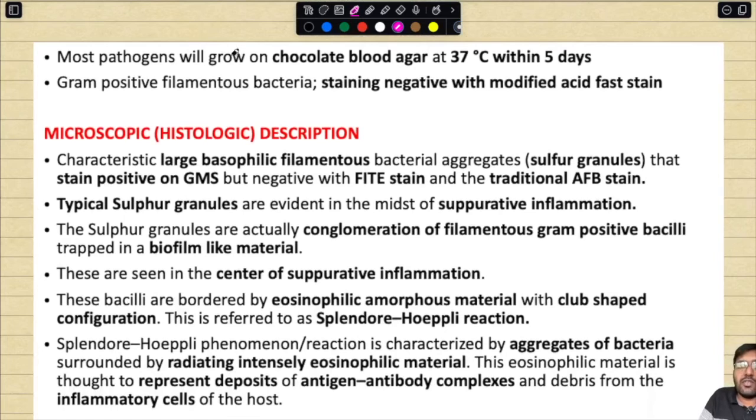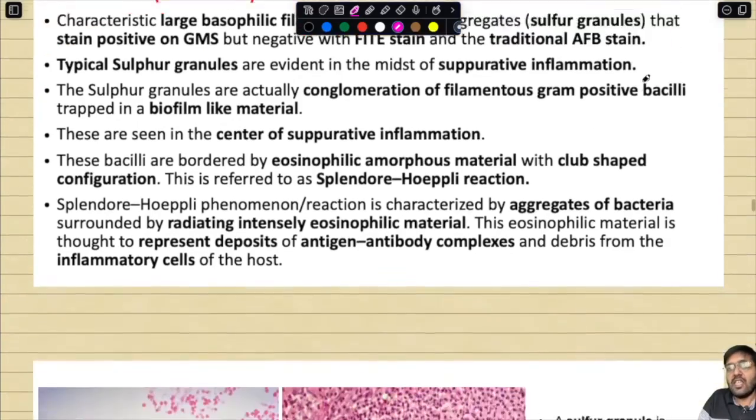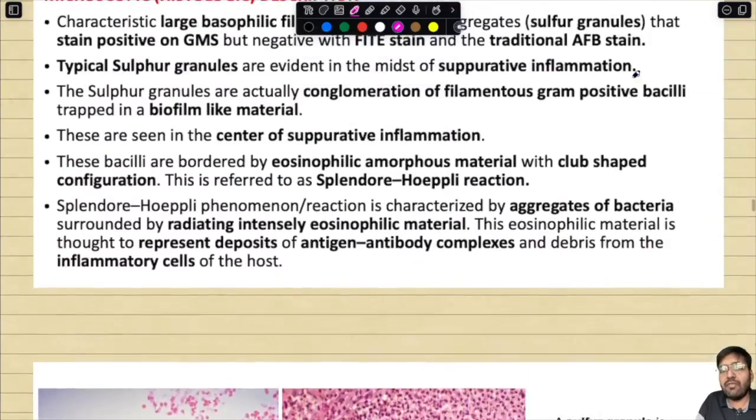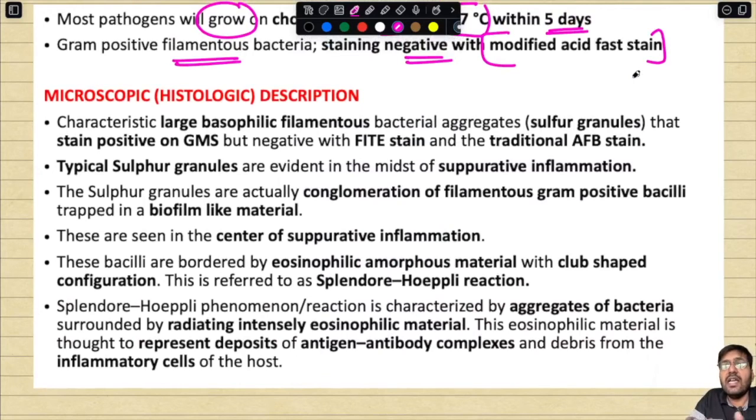Now remember, most pathogens will grow on chocolate blood agar at 37 degrees centigrade within 5 days. These are gram-positive filamentous bacteria staining negative with modified acid-fast stain. Now, very importantly, I will first discuss the important histological descriptive points, or microscopic points. Then I am going to show you each and everything in the diagram. So microscopically, they are characterized by the presence of large basophilic filamentous bacterial aggregates, also called sulfur granules, that stain positive on the GMS, Grocott's methenamine silver stain, but negative with Fite and traditional AFB stain.